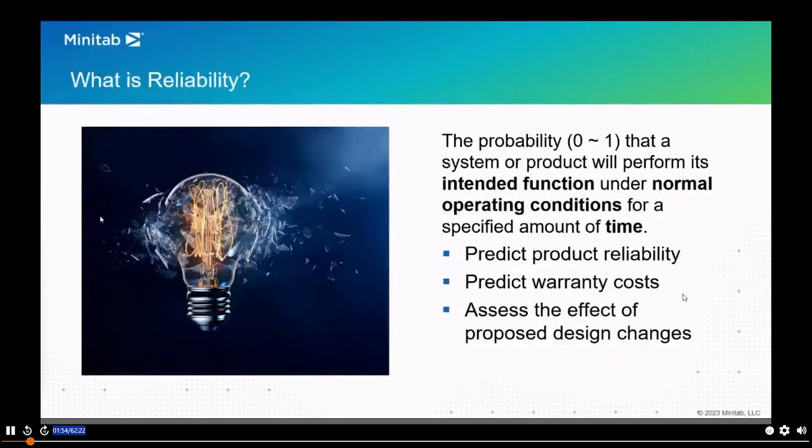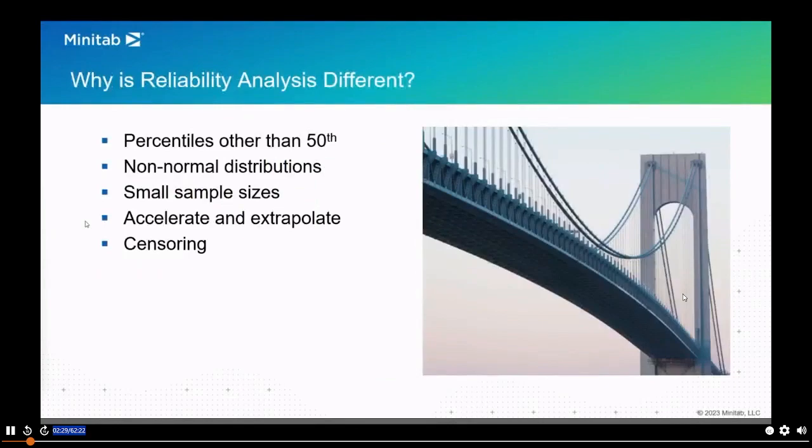When we talk about reliability, just to understand what we're talking about, it's simply a probability. Reliability is the chance or the probability that a system or product will perform its intended function under normal operating conditions for a specified amount of time. The benefits of reliability will be things like predicting your product reliability, even comparing two products to each other in terms of their reliability and how long they'll last, looking at warranty costs, and assessing the effect of possibly changing the design of a product.